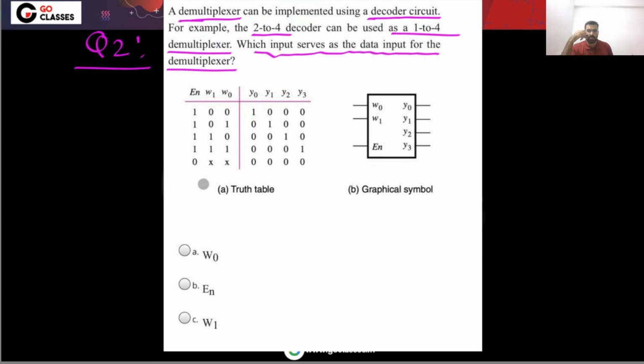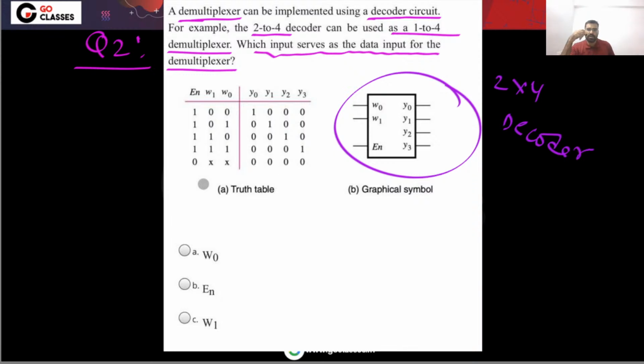So tell me what is the answer now. For this question, what will be the answer? The question is asking, demultiplexer can be implemented using decoder. For example, this is a 2 by 4 decoder. You can convert this into a 1 by 4 demultiplexer. Which input will work as a data input? So the answer will be enable. This will work as data input.